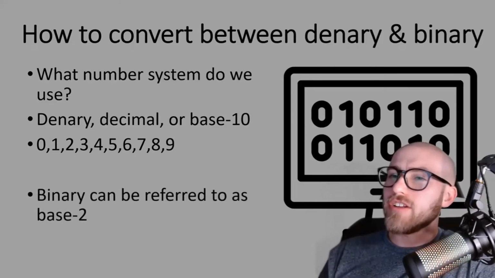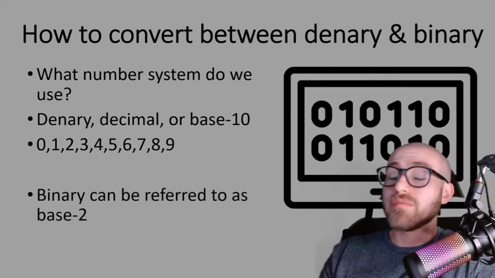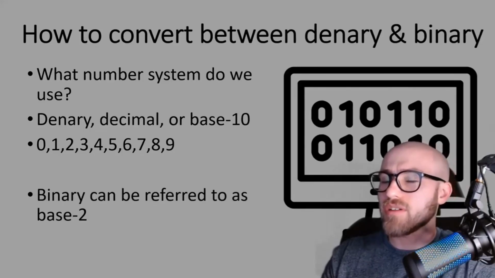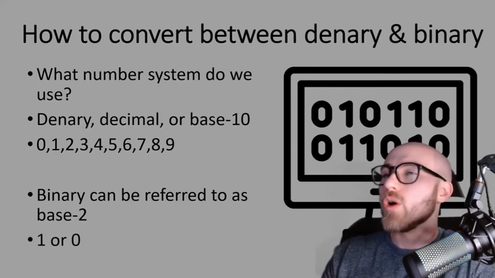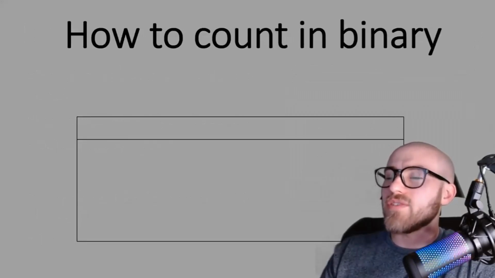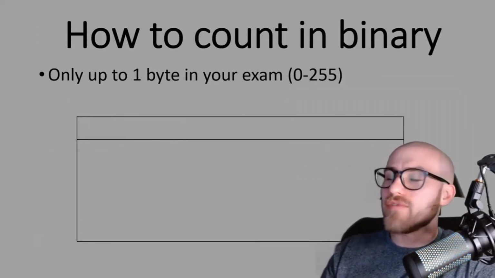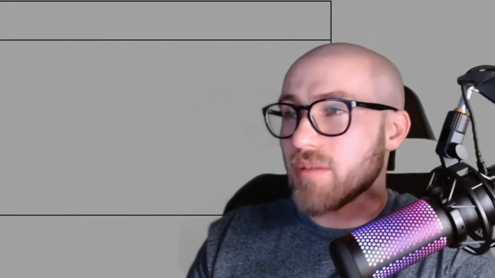Now, the binary number system can be referred to as base 2, and that's because it's only got 2 different values that it can possibly be, which is a 1 or a 0. Now, for the sake of your exam, you only need to be able to do up to 1 byte of information, which our maximum binary number that we are going to be able to make with that will be the denary 255.